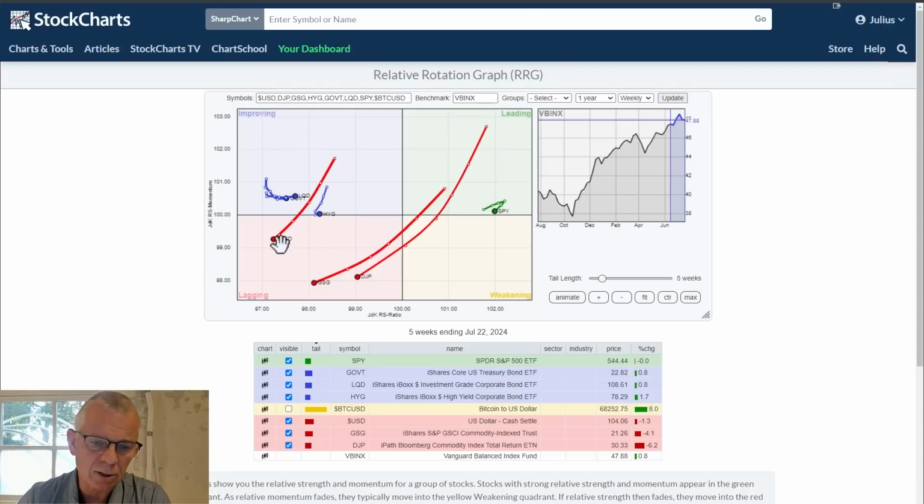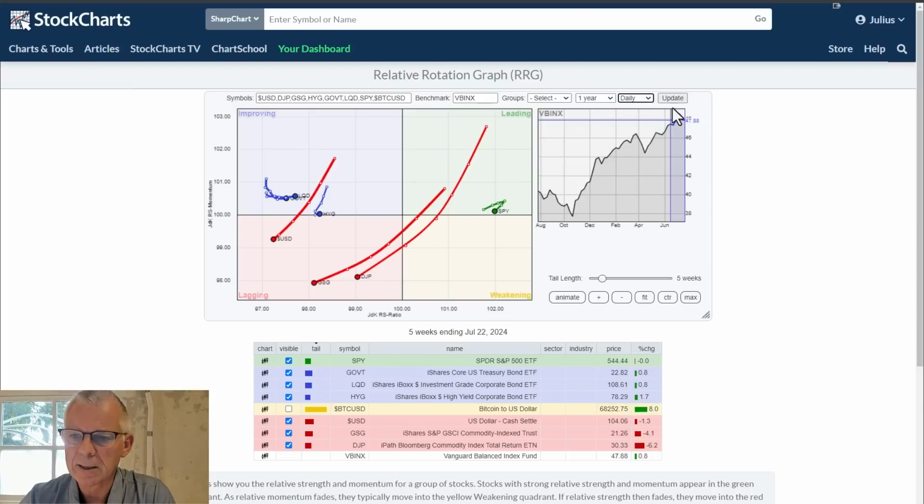Here you see the dollar index still in a negative rotation, but it's starting to pick up. And real weak tails for commodities, really long weak tails. So they are basically out of favor at the moment. Now this all becomes much more clear when we change the weekly RRG to a daily. Then you see how this rotation has been playing out last week.